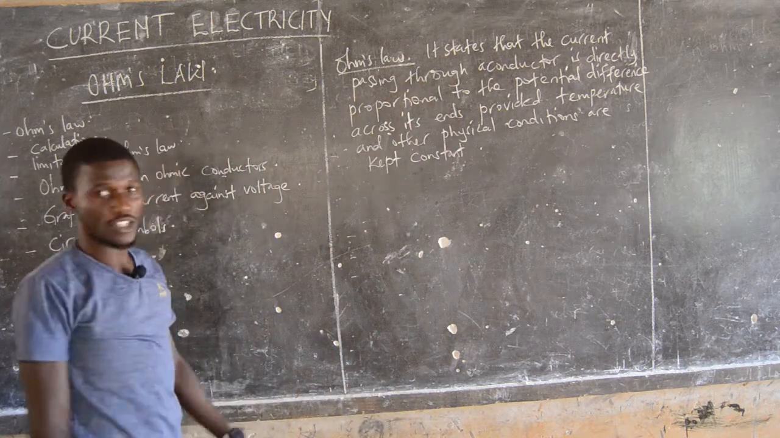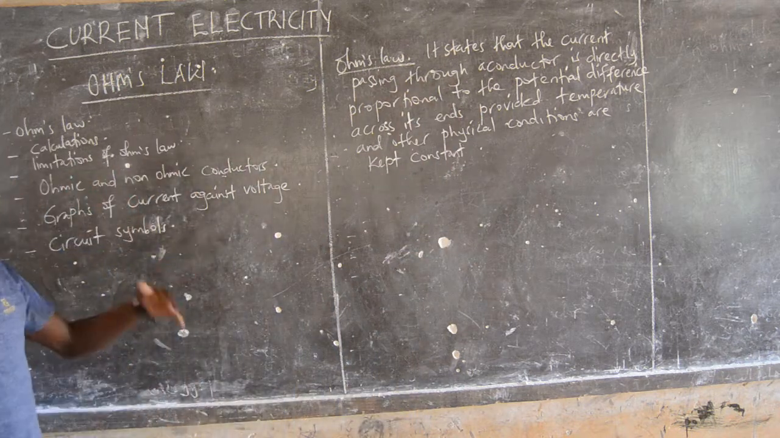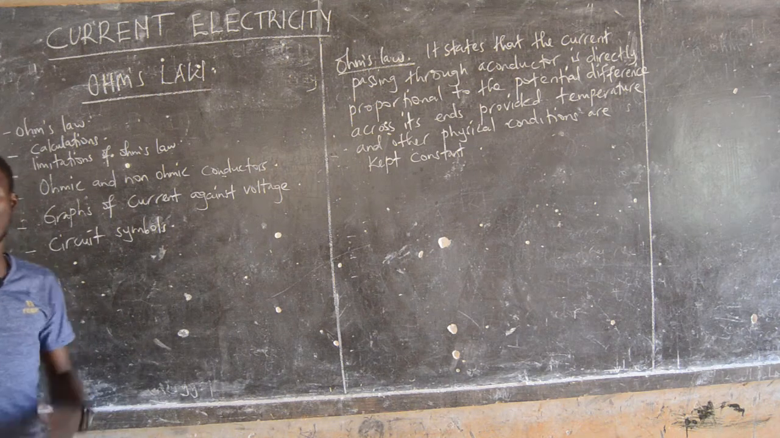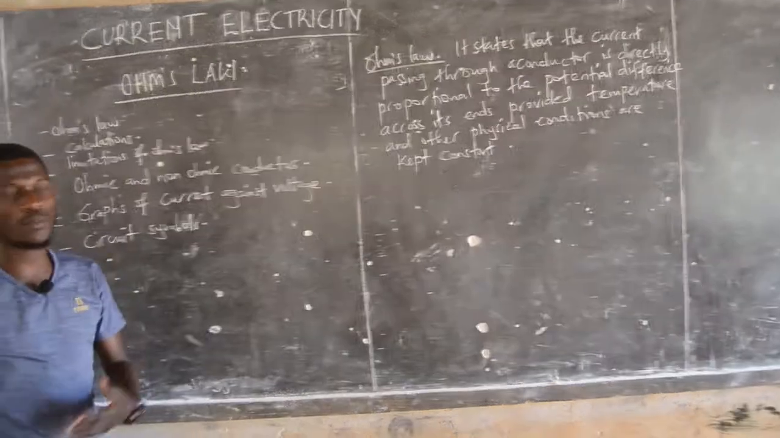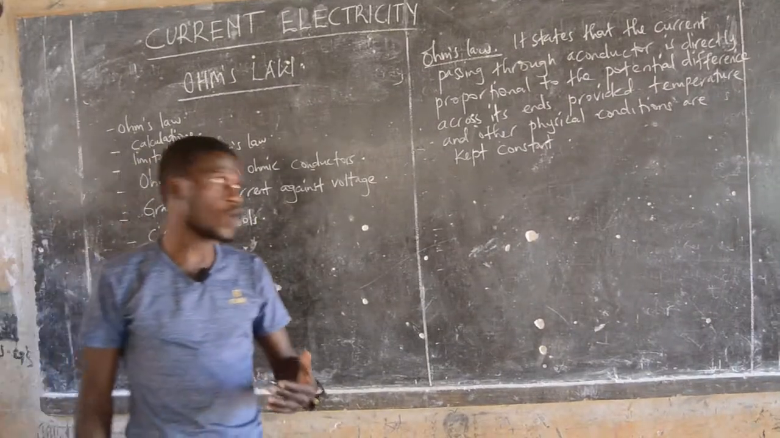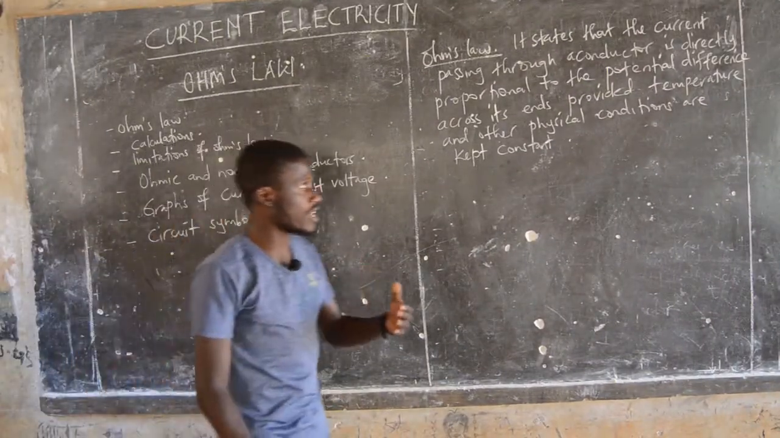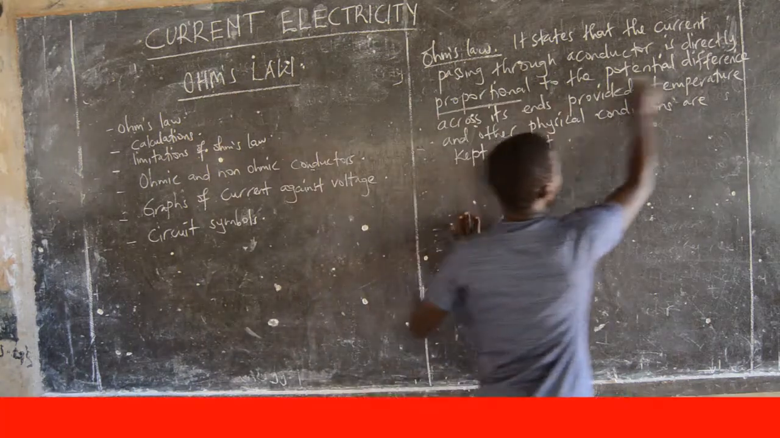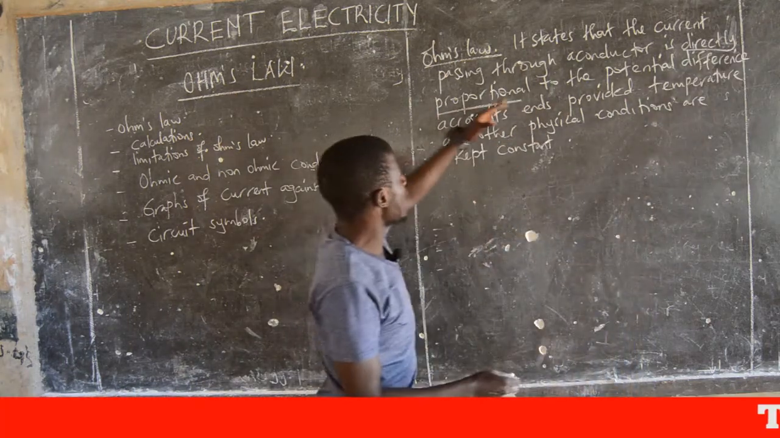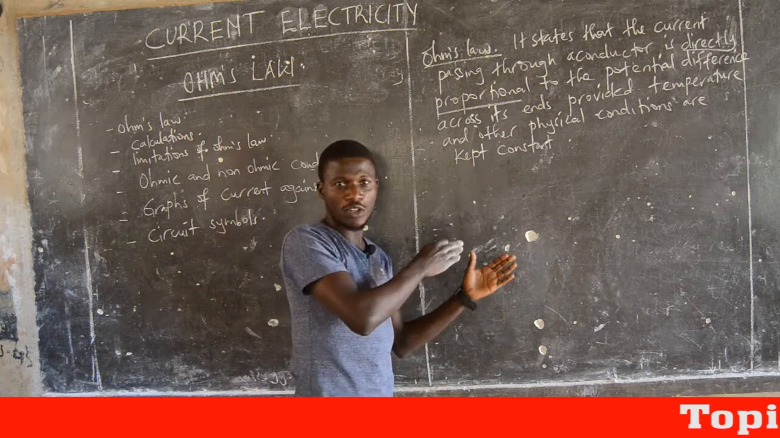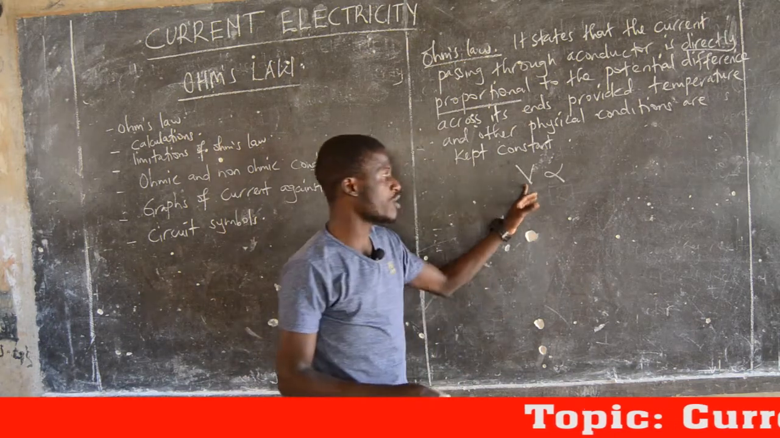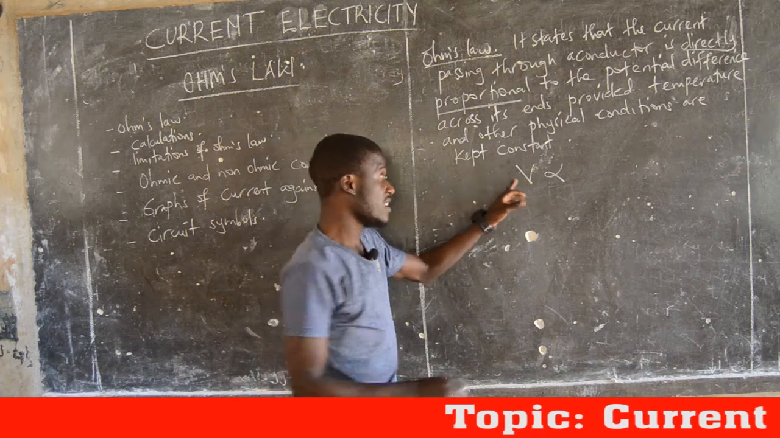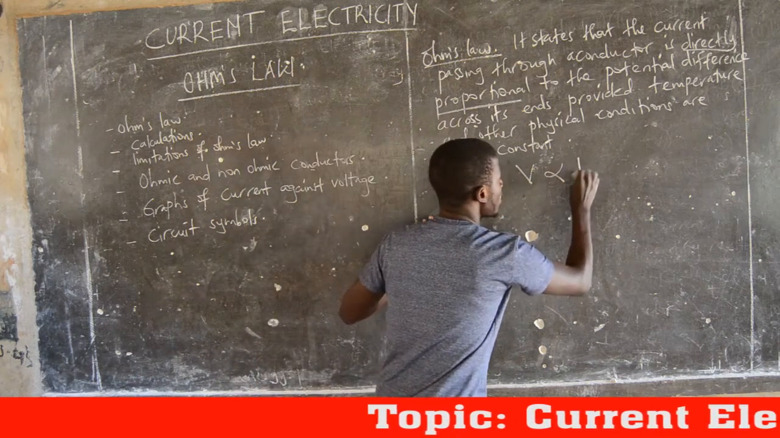You can take note of it. It seems lengthy, but it's very simple. The current passing through a conductor is directly proportional to the potential difference across its ends, provided temperature and other physical conditions are kept constant. What is important here? Directly proportional. So current passing through is directly proportional to the potential difference, the voltage. The potential difference they're talking about, our voltage in this case, is directly proportional to the current.